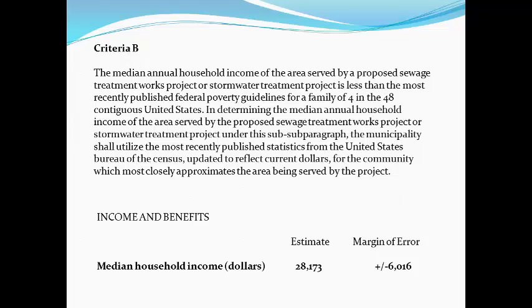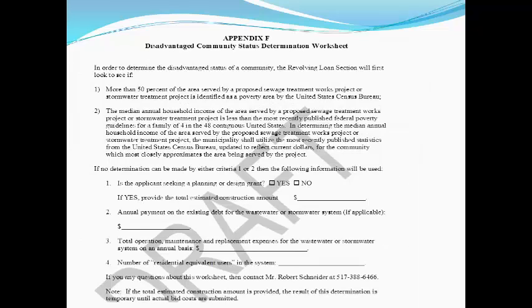So if criteria A does not work and criteria B does not work, then we go to criteria C and D. We have combined criteria C and D into a number of calculations, and in order to do those calculations, we need Appendix F filled out. There will be 4 questions that are asked of the applicant. What is the estimated cost of construction? What is the current existing debt on their annual debt payments on the wastewater or storm system? What is the current operation and maintenance replacement expenses? And what is the total number of REUs, residential equivalent units, in the system?